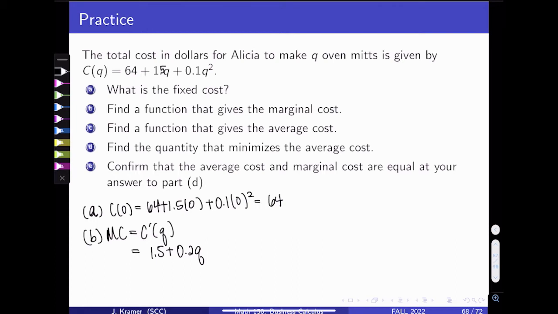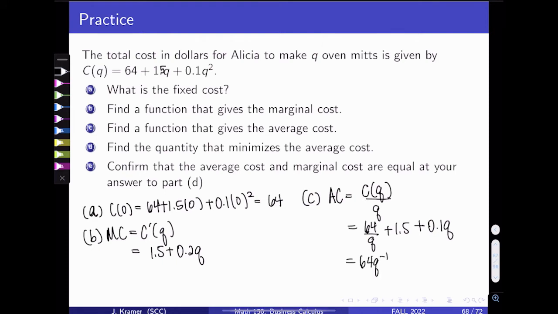In part C, we'll want to find a function that gives the average cost. Average cost is taking the cost function and dividing by the number of units, so it's cost per unit. Our average cost function is then 64 over Q plus 1.5 plus 0.1Q. It may be helpful to write this as 64 times Q to the negative 1, which will make taking a derivative easier if necessary, which it will be in the next part.